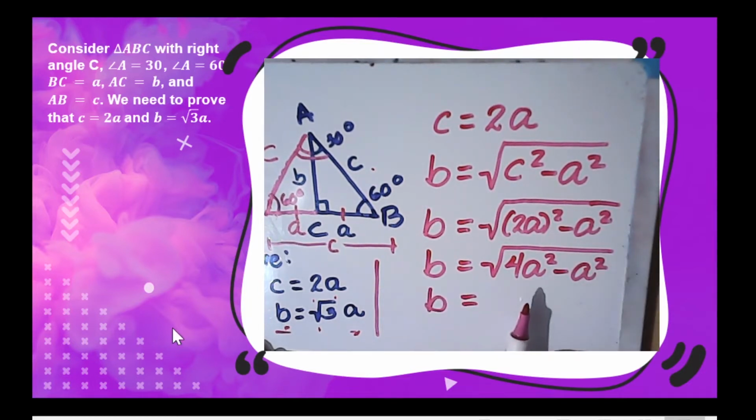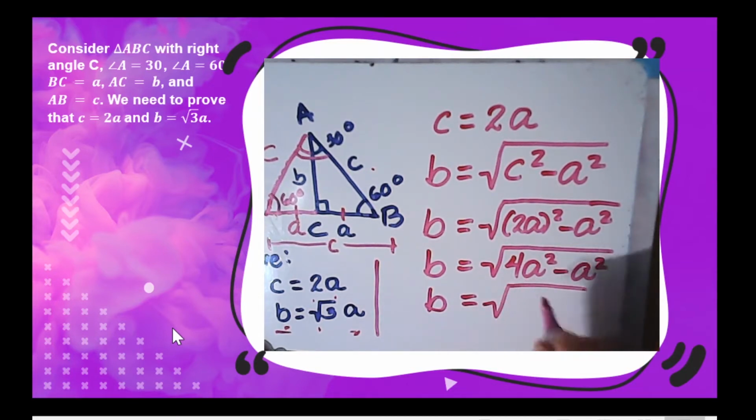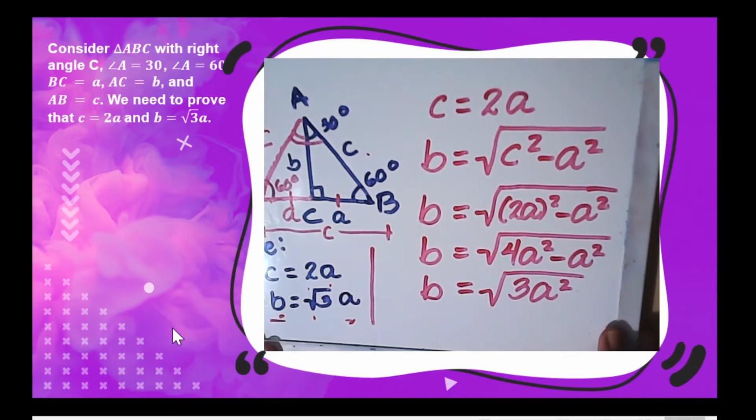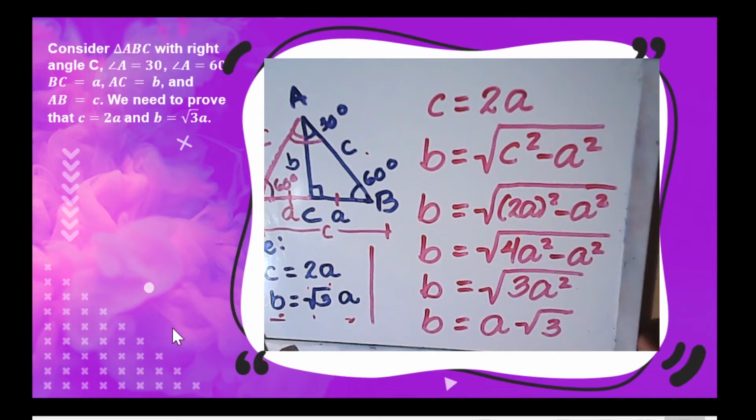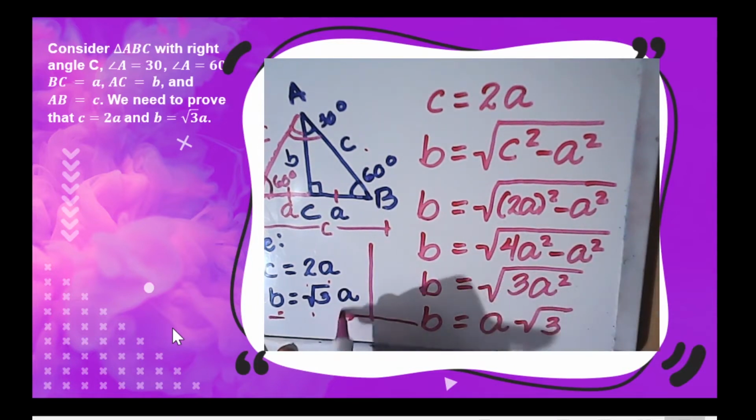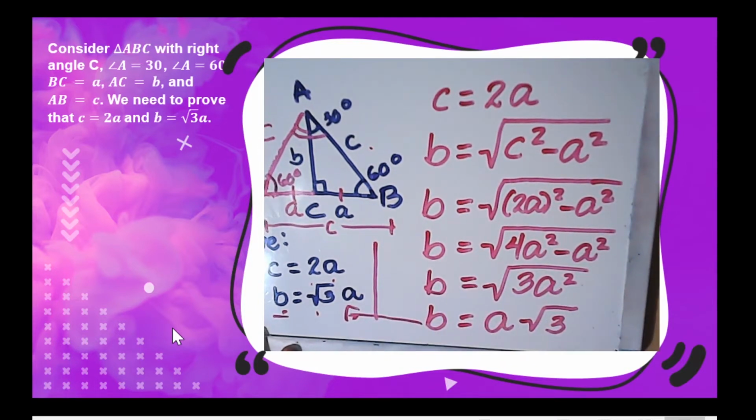B is equal to the square root of the difference of 4A squared and A squared, which is 3A squared. Again, A squared is a perfect square, so we can extract it out. Therefore, B is equal to A times the square root of 3, which is also equal to square root of 3 times A.